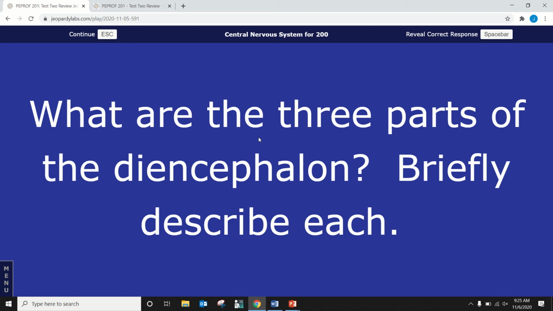So the diencephalon, on the picture slide in the textbook, is always purple. Brainstem's green, diencephalon's purple. The three components are the thalamus, the hypothalamus, and the epithalamus. So what does the thalamus do? Do you remember the one thing I wanted to make sure you remember about the thalamus?